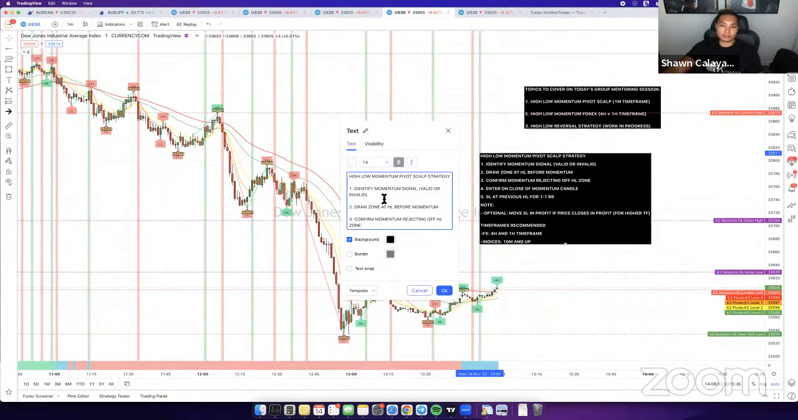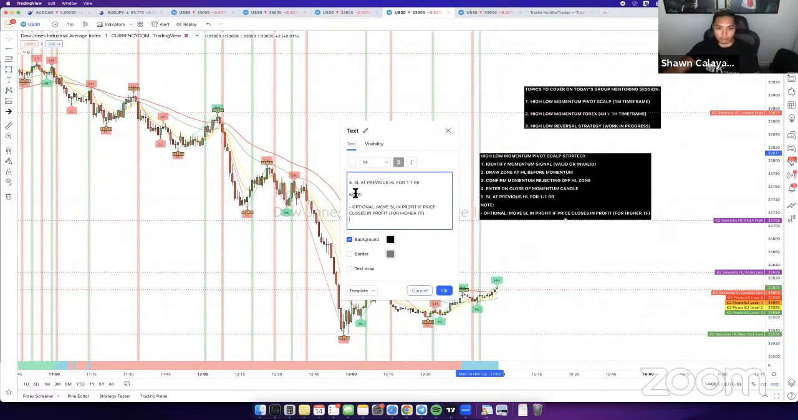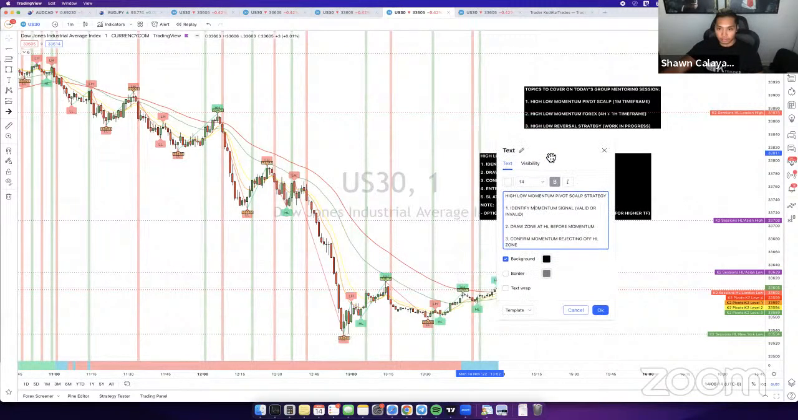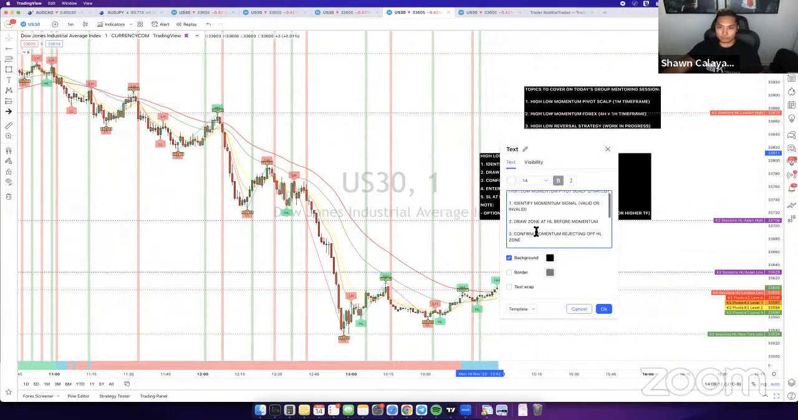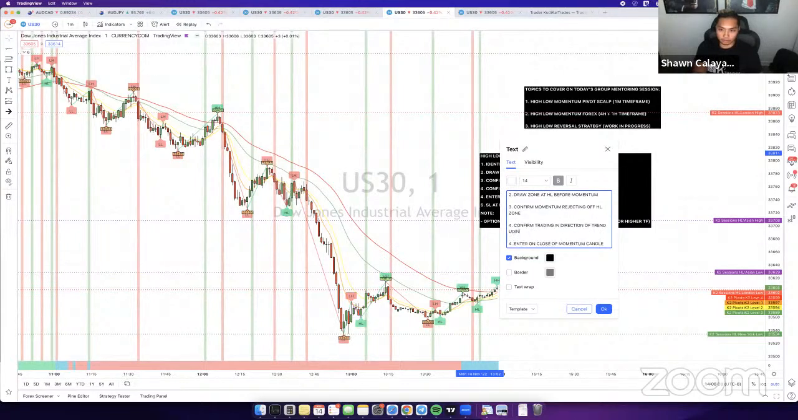The only difference that's necessary here is that we're going to add the requirement for trend. So first you want to identify momentum signal, draw high-low before momentum, confirm rejecting, add one more requirement here. Confirm direction of trend using pivots plus trend meter. And I think that's about it.